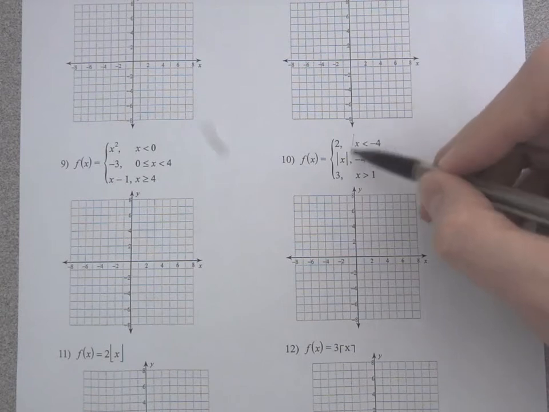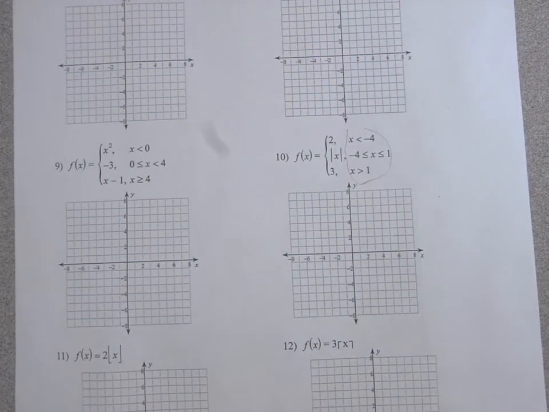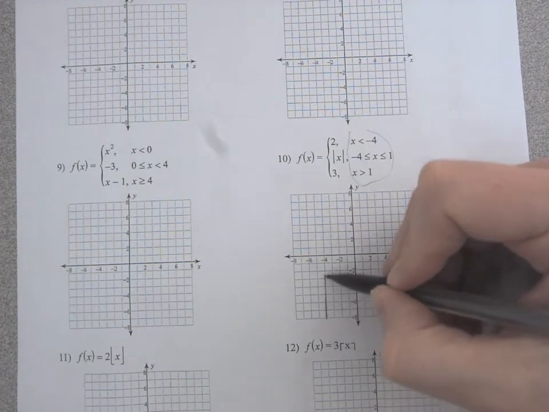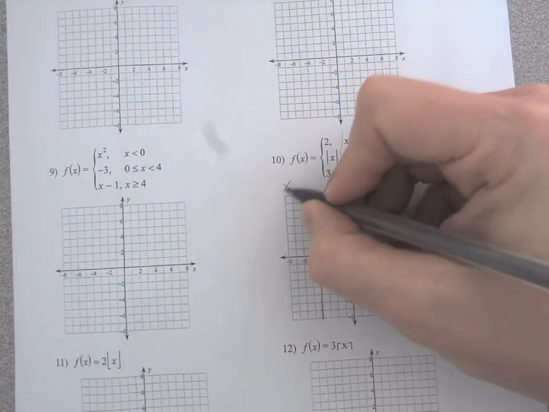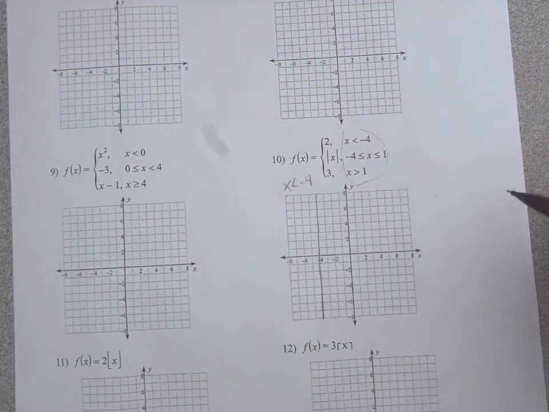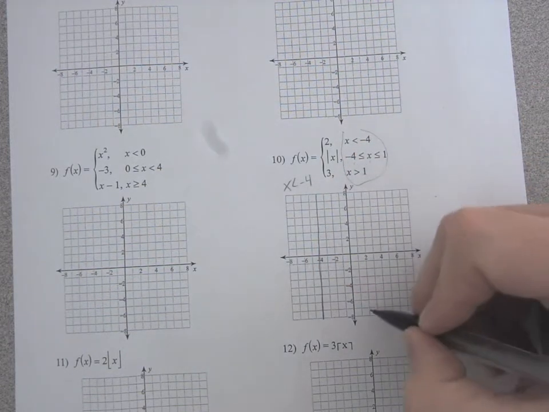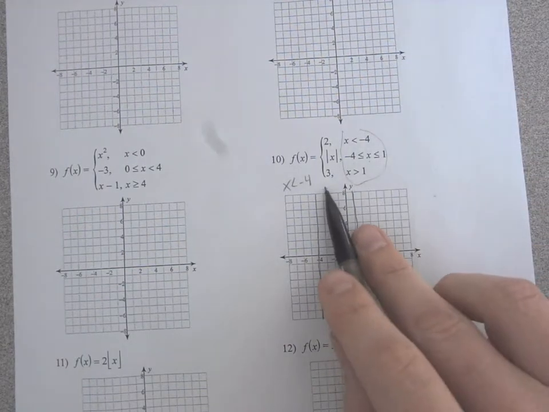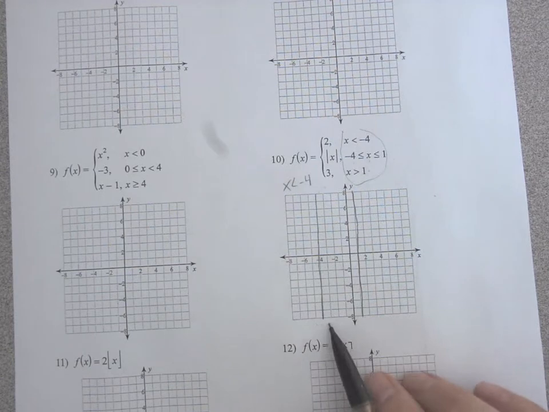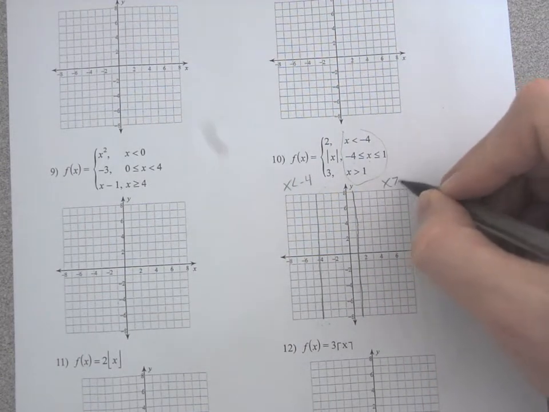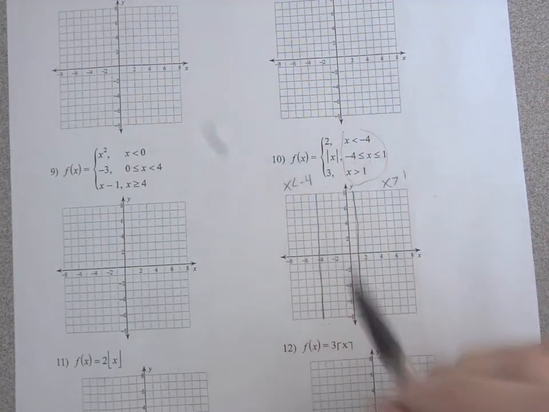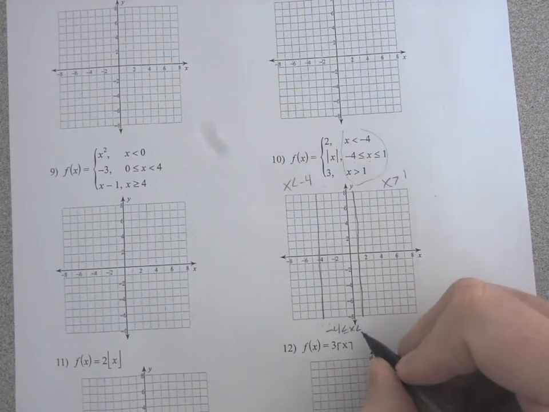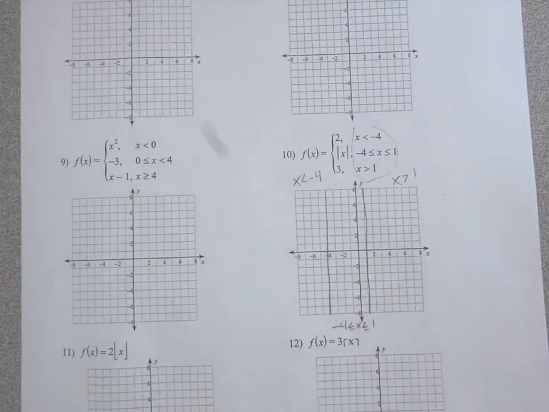Again, I always start with my domain. I want to break up my domain into sections. I got the x is less than -4 section over here. I got the x is between -4 and 1 section, so this actually has 3 sections. So that's right here between -4 and 1. And then I have the bigger than 1 section. I don't have a lot of space here, so I'll put -4 less than or equal to x less than or equal to 1. Okay, so those are the 3 sections that I'm going to use.